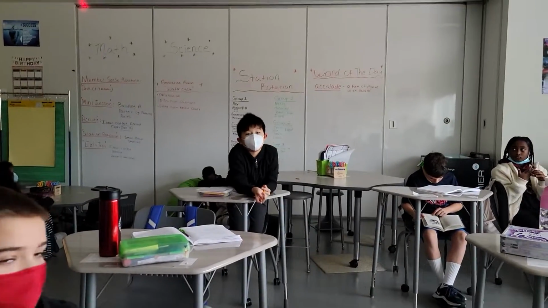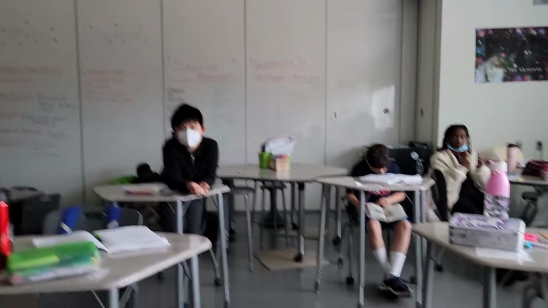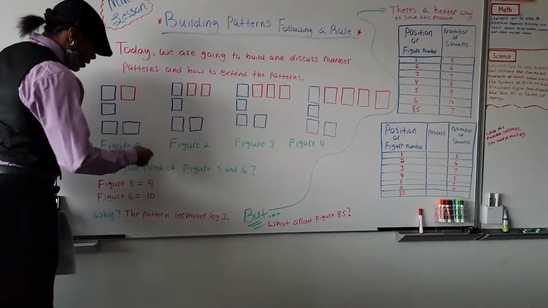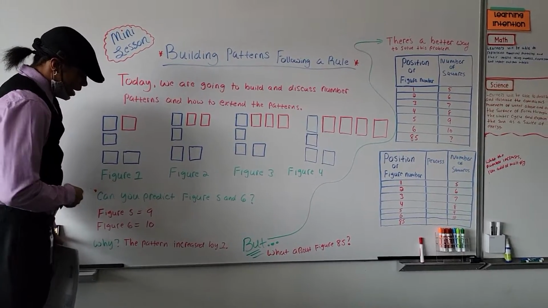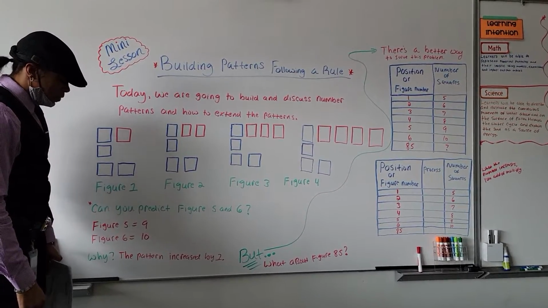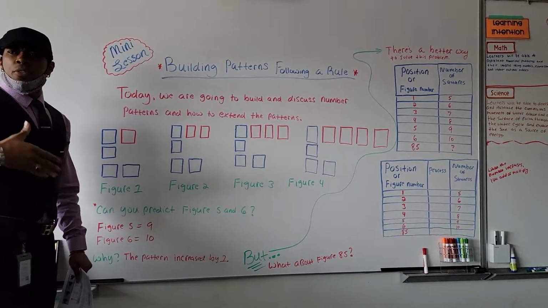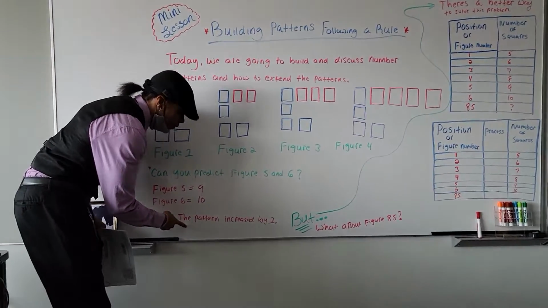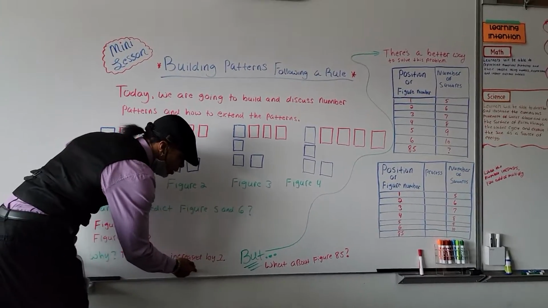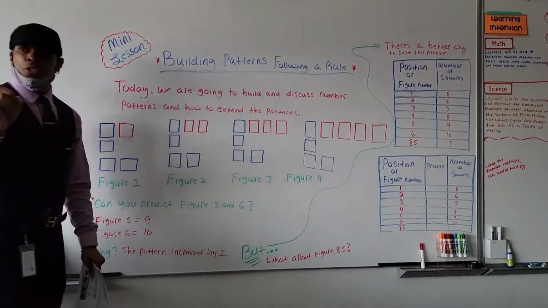Now, I asked my friends down here, can you predict figure 5 and 6? They said 9 and 10. So figure 5 would actually have 9 squares, and figure 6 would actually have 10 squares. Now I asked them, why do you think this is so? Their answer down here was the pattern increased by 1, which is true.